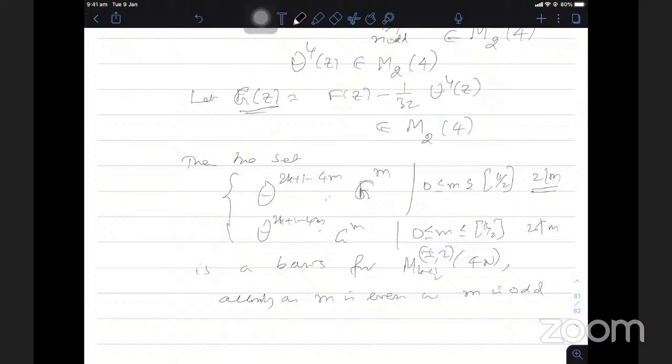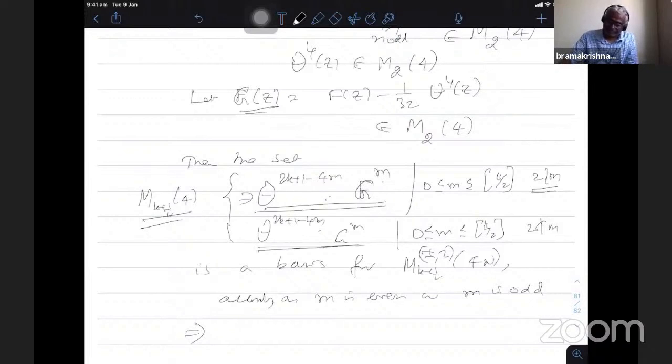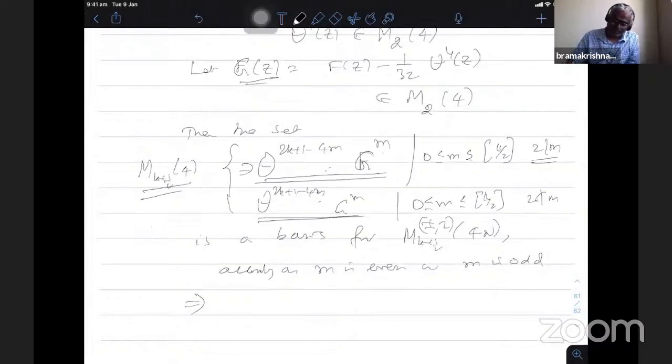This is theta power 2k plus 1 minus 4m and G power m. G is a weight 2 form. So this is weight 2m, and theta is weight half. So therefore, it is weight k plus half. All these things belong to M k plus half, level 4. These two forms. So for plus comma 2, this is the set of generators and this is the set of generators. Therefore, in fact, they are linearly independent also. Therefore, one can find a basis.